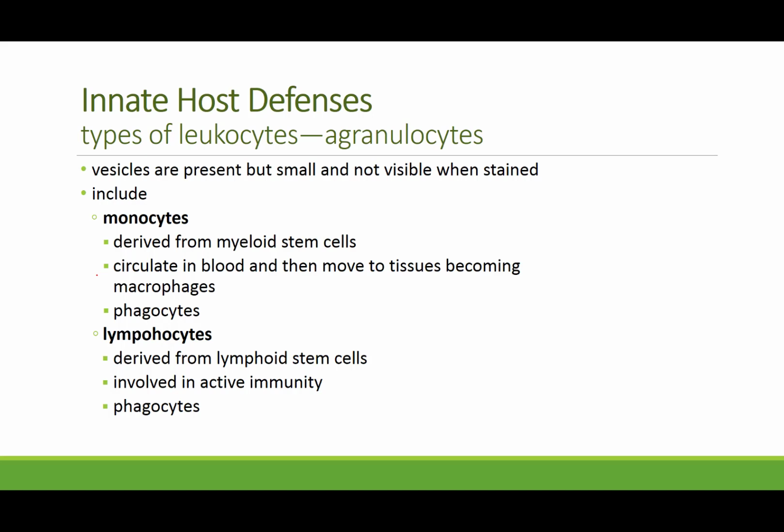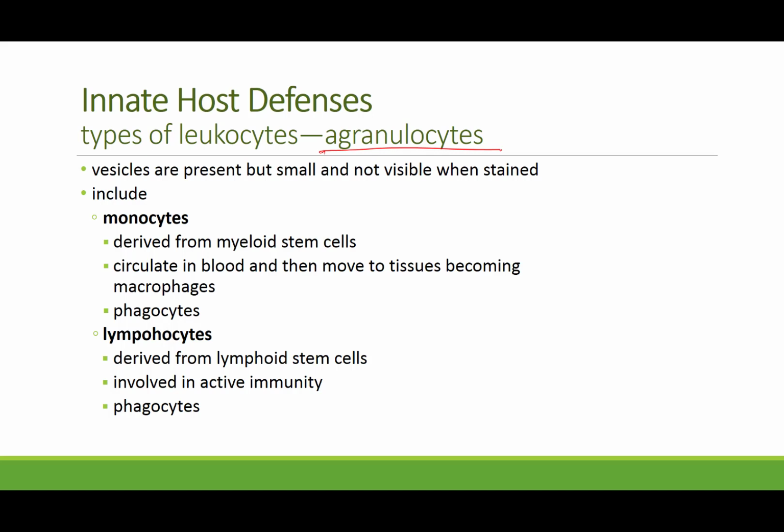Okay, so there's granulocytes. Another type or grouping of leukocytes are the agranulocytes. It's not that they don't have vesicles, it's just that the vesicles are small. And so when you stain the cell, they're too small to see the individual vesicles like you can with the granulocytes. And so they have a much more smooth, kind of even staining characteristic.